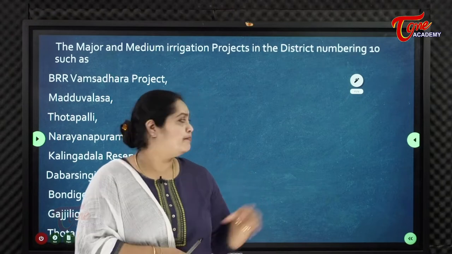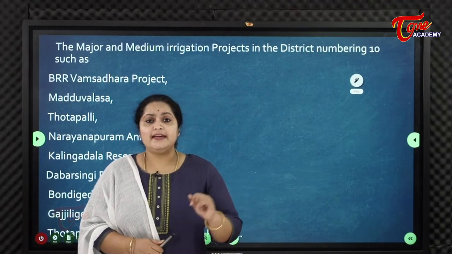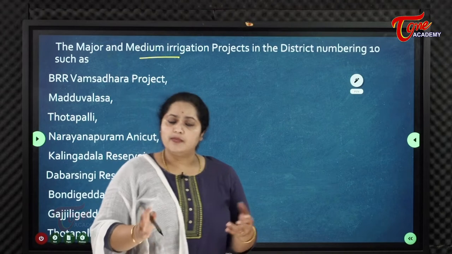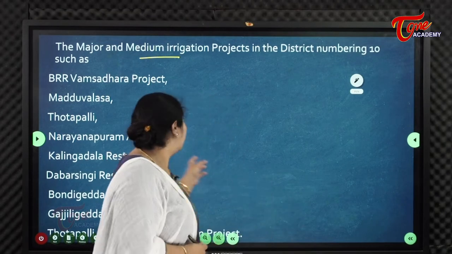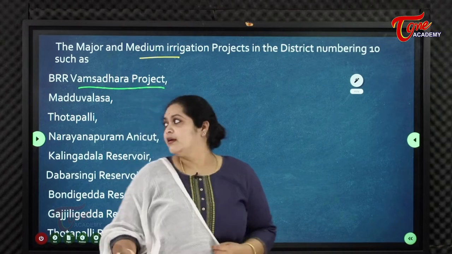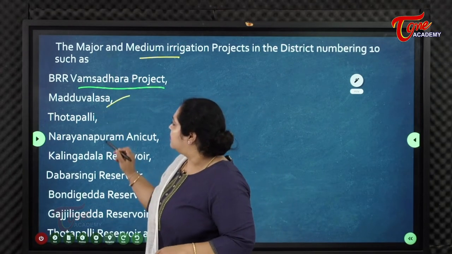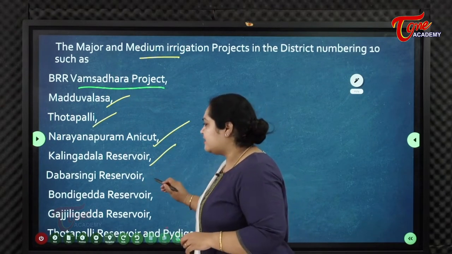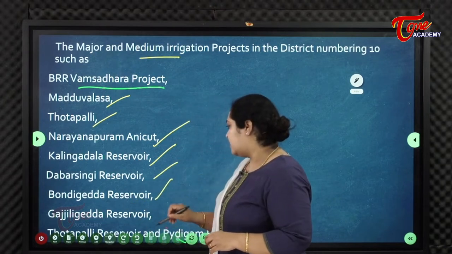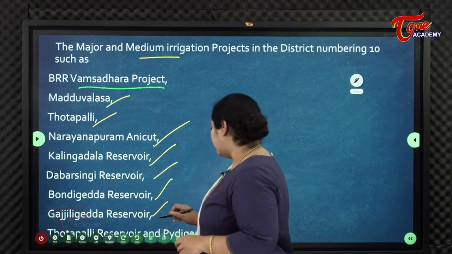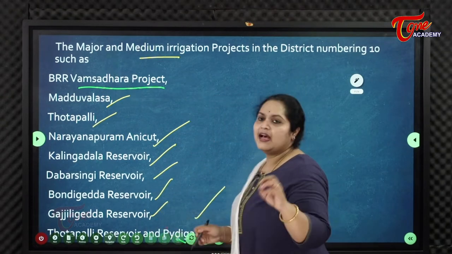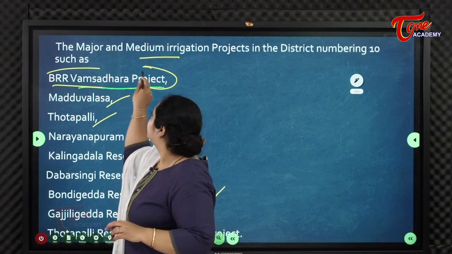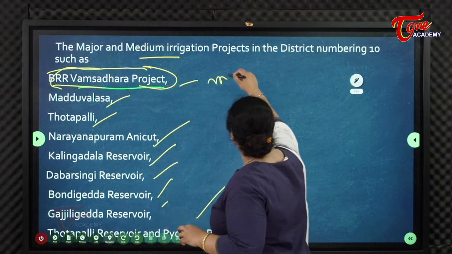Now coming to the irrigation profile, it has major and medium irrigation projects, such as the BRR Vamsadhara project. Next are Maddavalsa, Totapalli, Narayanpuram Anikat, Kalingadala Reservoir, Dabarsingi Reservoir, Bondigedda Reservoir, Gajjilagedda Reservoir, Totapalli Reservoir and Paidigam Reservoir. BRR Vamsadhara Reservoir is a major irrigation project.